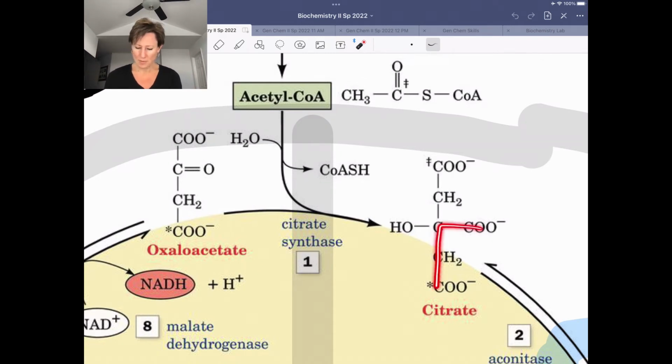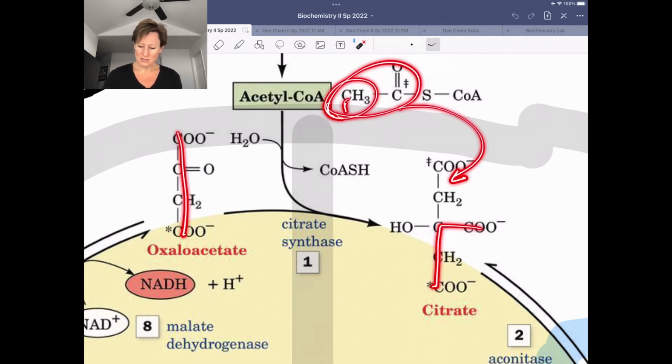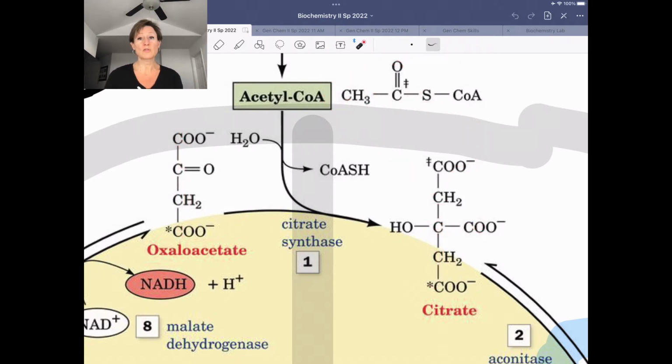So these 4 carbon atoms are these 4 carbon atoms. These 2 are those 2, and this guy is the nucleophile. So this is the new bond that we make right there. Okay, so that's one of those mechanisms we'll go through, but just to highlight and show it there. So now we have citrate.